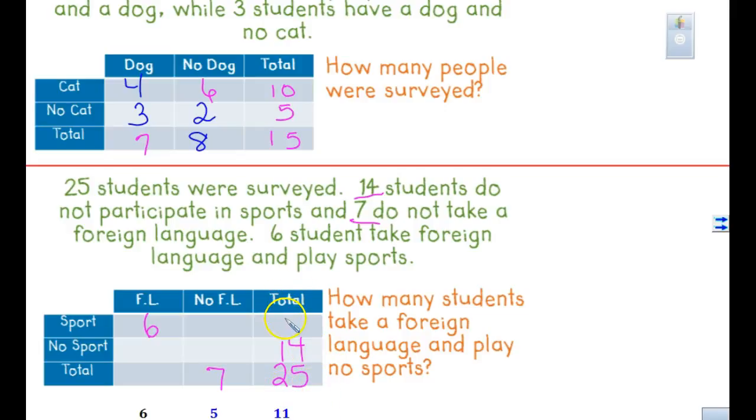So we now have 4 pieces of information we are finding. 25 minus 14 gives us 11. It says 14 students do not participate in sports and 7 do not take a foreign language. So wouldn't it be the middle column? Yeah. 14 students do not participate in sports. Done. 7 do not participate in foreign language. 7 total students have no foreign language.